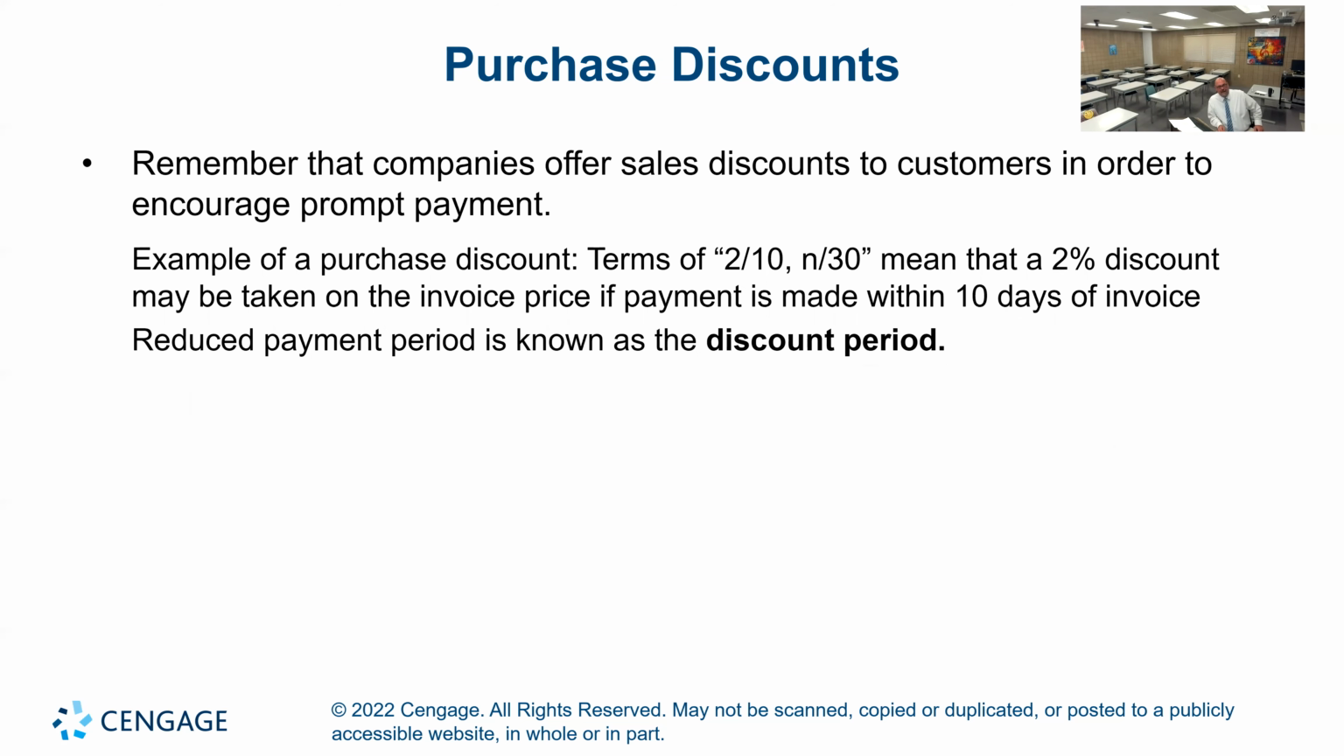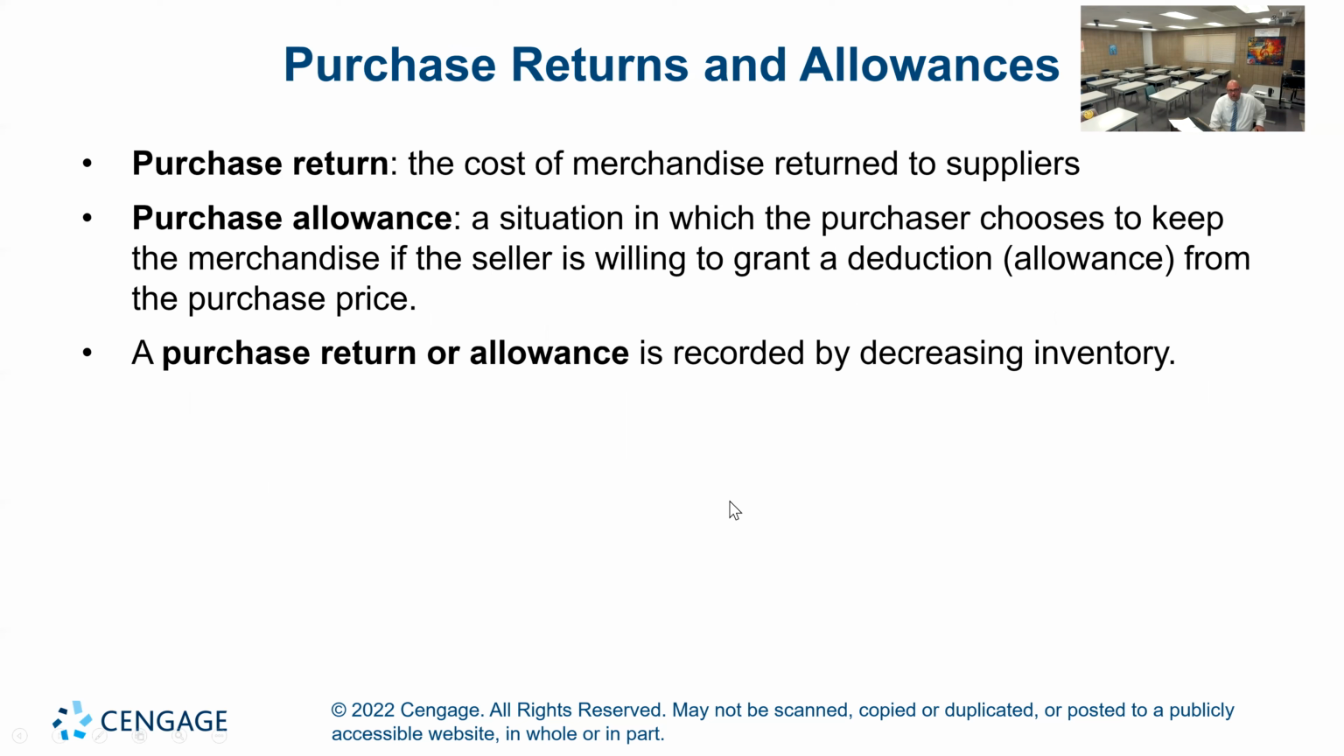Discounts. Sometimes we get purchase discounts, right? So for example, if we have a purchase discount with the terms of 2/10, net 30, meaning a 2% discount may be taken if we pay within 10 days. Remember when we did that for sales, it reduced our revenue. If we pay within the discount period, and we know we're going to pay within the discount period, we're going to record our inventory at that lower amount, less the 2%.